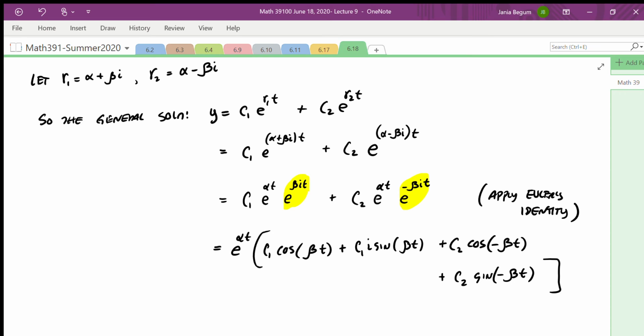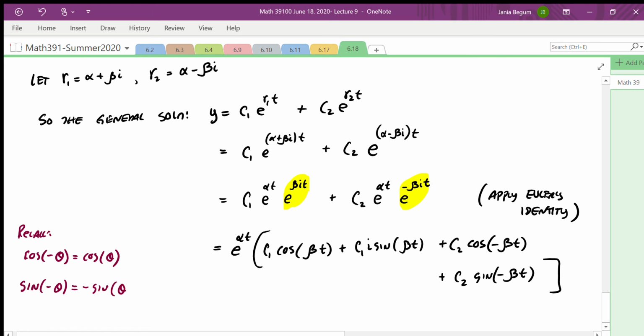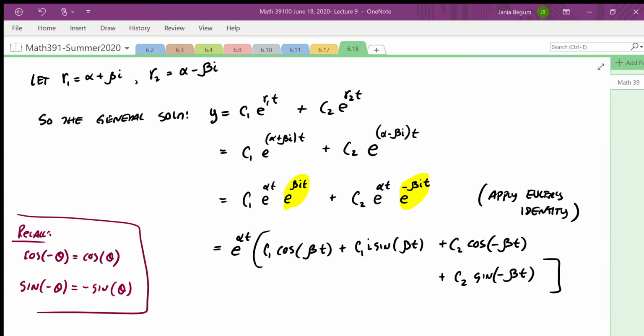Well, now here I'm going to simplify a little bit, okay? So I'm going to use some of the trig identities that you should have seen in the past. If you haven't, I guess that's okay. So if you recall, cosine of a negative angle is cosine of the positive angle. That's one of the identities that you should have known. Another identity is sine of a negative angle is negative sine of the positive angle. That's from the past. Have you guys seen that in the past?